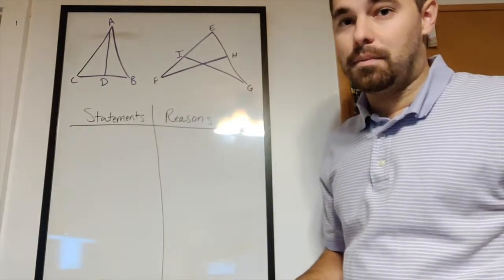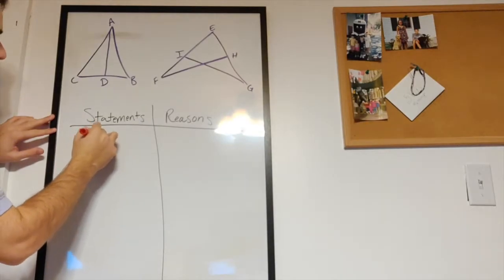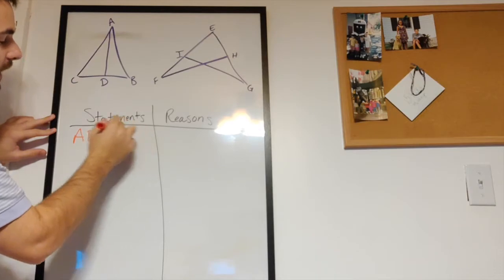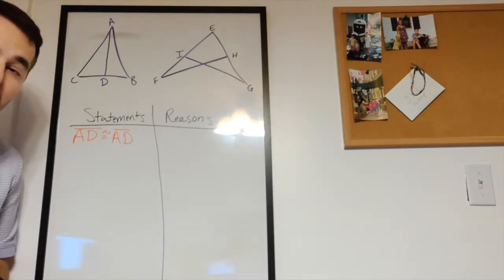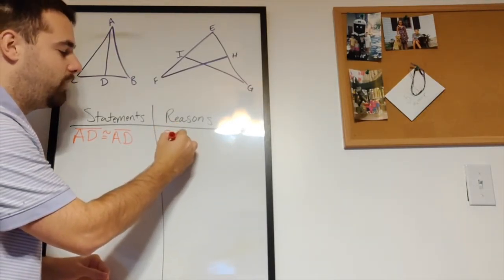So I'm going to hop on over to my T-chart and put down AD is congruent to AD. And I'm not going to forget the bars on top without the arrows means that they're line segments. Every statement needs a reason. This is the reflexive property.